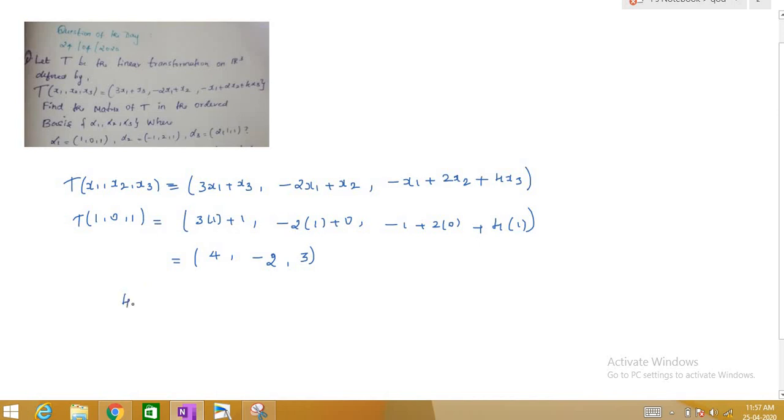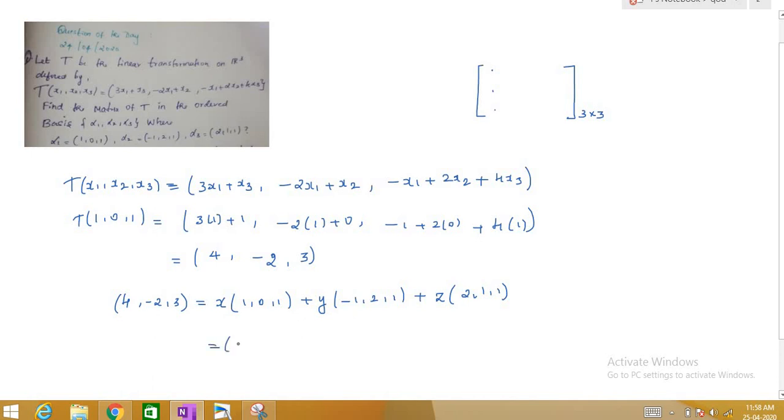So you have to write (4, -2, 3) as a linear combination of these three vectors. That is, I have to write this as x times (1, 0, 1) plus y times (-1, 2, 1) plus z times (2, 1, 1). So I have to find x, y, z, right? When I find x, y, z, I can write that in column form to get the first column. So I have to find a 3 cross 3 matrix, and these three entries are the x, y, z that we have to find.